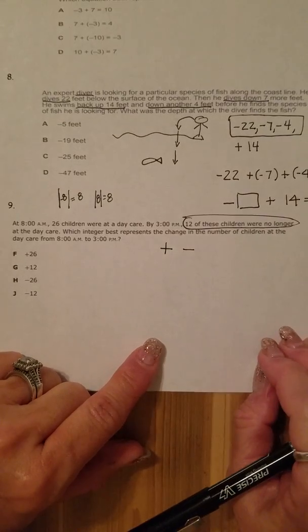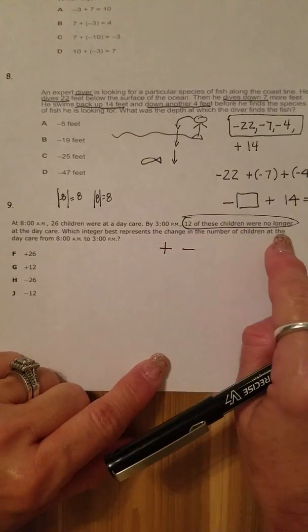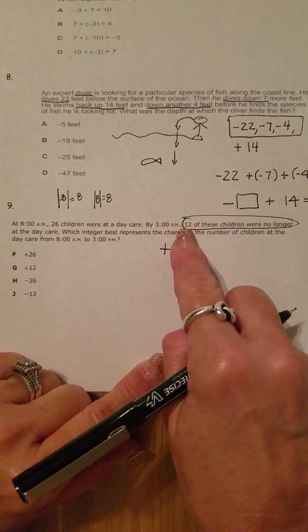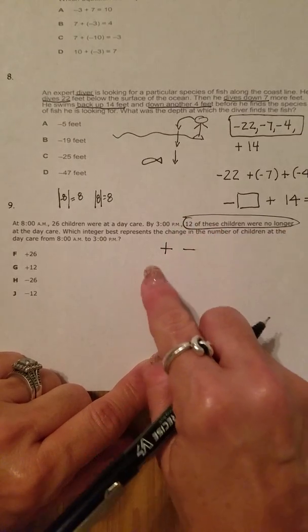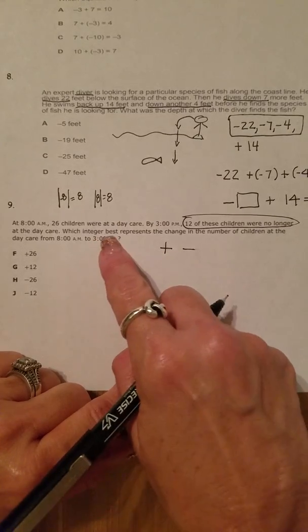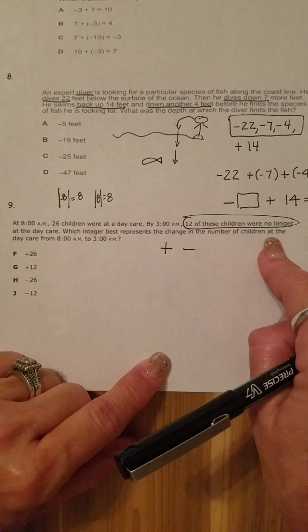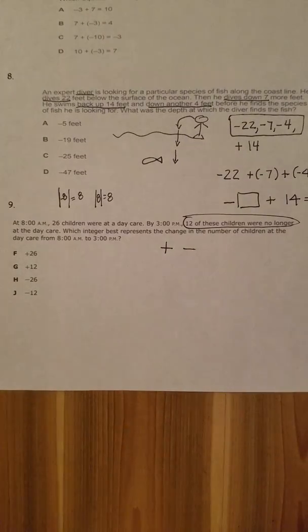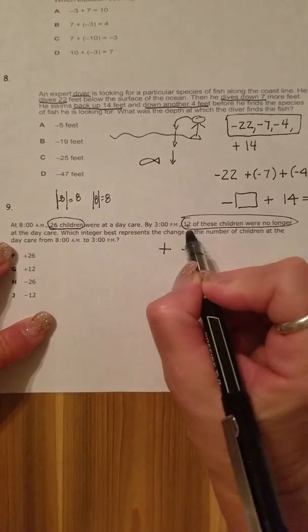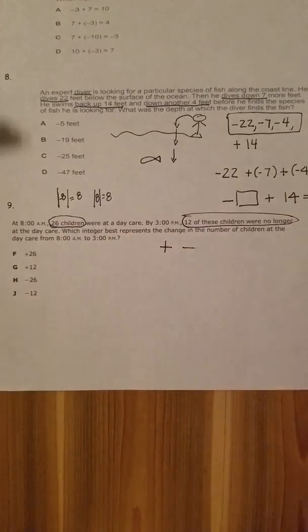Which math operation would it be if the 12 children were no longer there? So something happened. They left. When you left, would it be where you added or did you take away? All they want to know is what represents the change in the number of the children, okay? And the change, this is what we started out with. This is the change, okay?